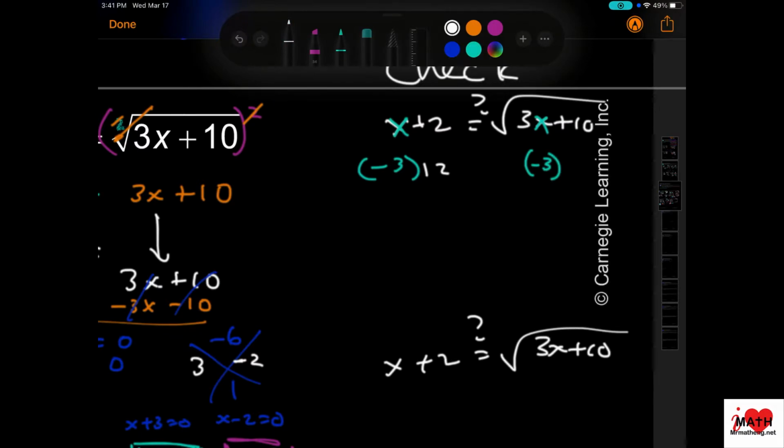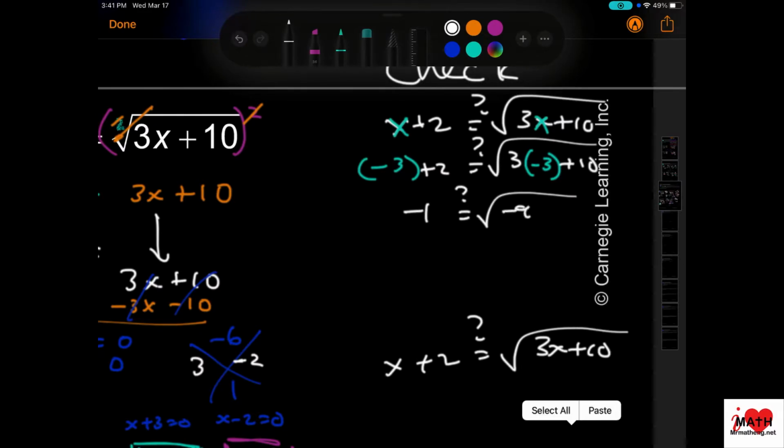Everything else is the same. And negative 3 plus 2 is a negative 1. Negative 9 plus 10 is positive 1. Square root of 1 is 1. Are those equal? The answer would be no.